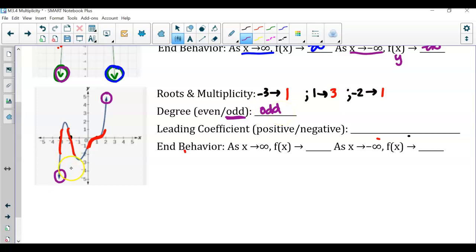Then what's the leading coefficient? Well, if I were to connect them, right, left to right, notice how we're going up. So this is a positive leading coefficient.